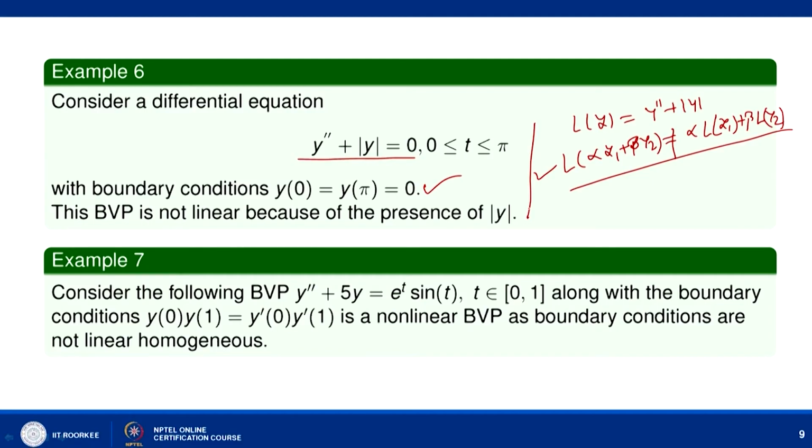Now, look at the next example. Here the boundary value problem is y double dash plus 5y equal to e to the power t sin t. T is again in some interval, let us say 0 to 1, along with the boundary condition y(0) times y(1) equal to y dash(0) equal to y dash(1). Here the boundary conditions are not linear. So, the differential equation is linear, but the boundary condition is not linear, so we again call this a non-linear boundary value problem.